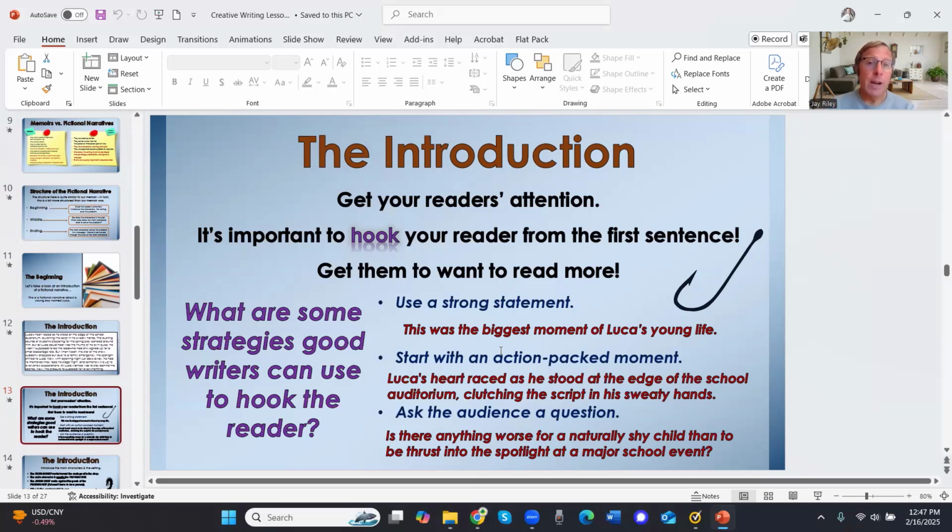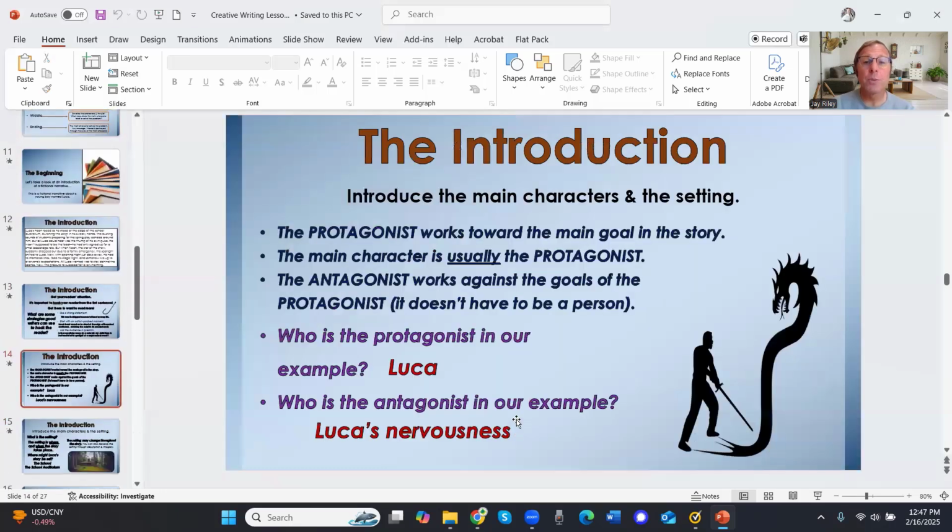There are other strategies that writers can use. You can use a strong statement. For example, this is the biggest moment of Luca's young life. Or you can ask the audience a question. Is there anything worse for a naturally shy child than to be thrust into the spotlight at a major school event? So these are all ways we can engage the reader and get them interested in our writing. The job of that first sentence is to get the reader to want to read more.